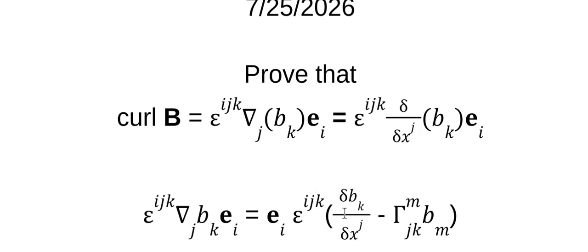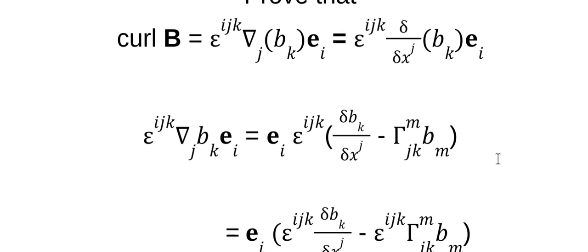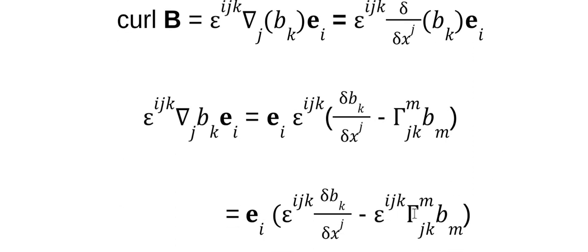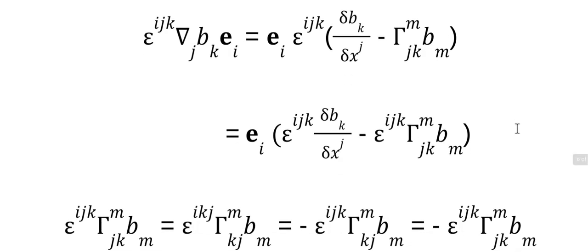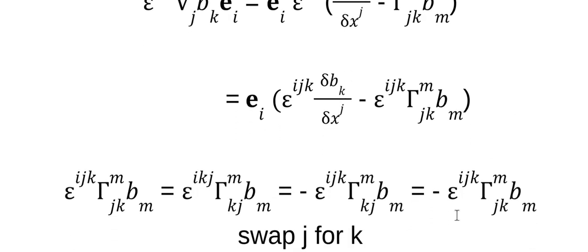Now let's expand this inside. So it looks like this. Now let's break this guy out and look at it. Okay. The j's and k's are both summation indexes, and we can swap them if we want, right? Perfectly legal. We've done this many times. So I'm going to swap j for k and k for j. That's the first thing I did.